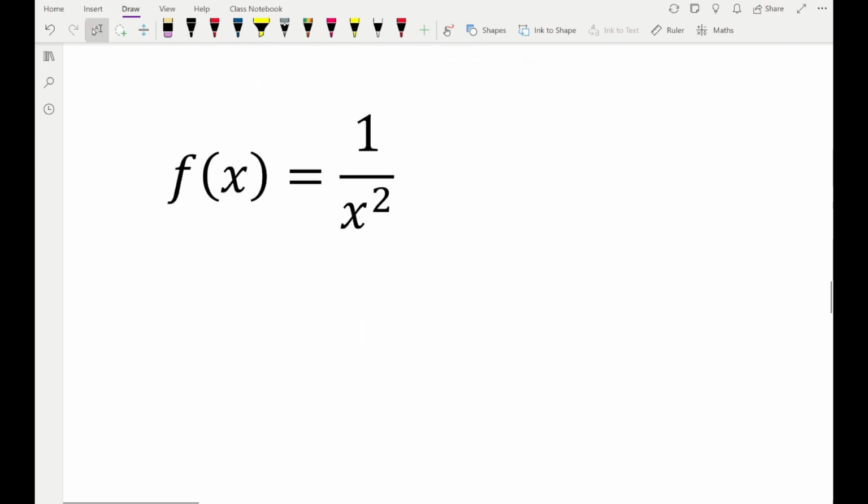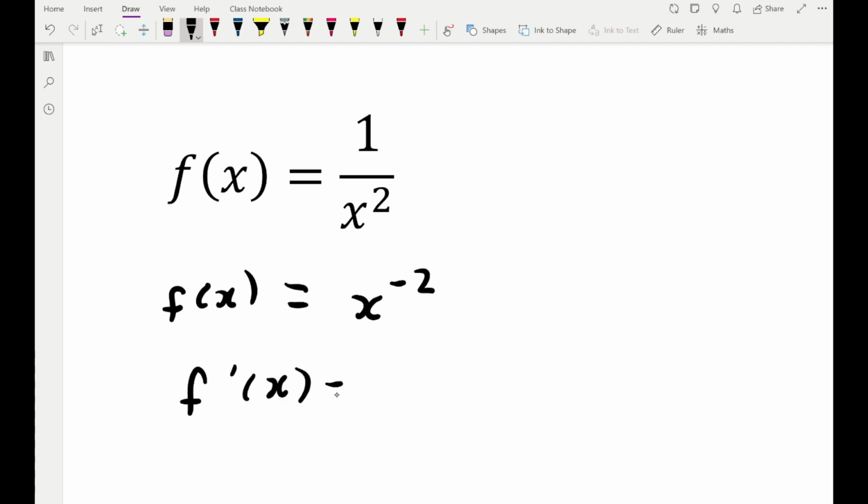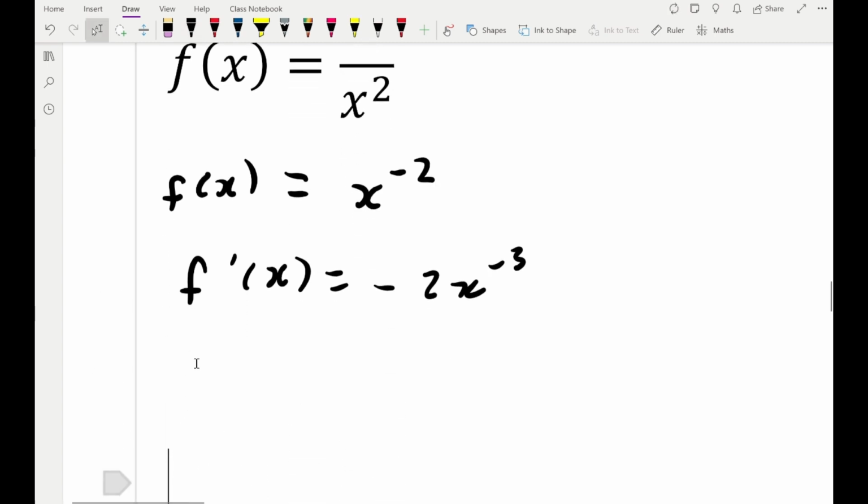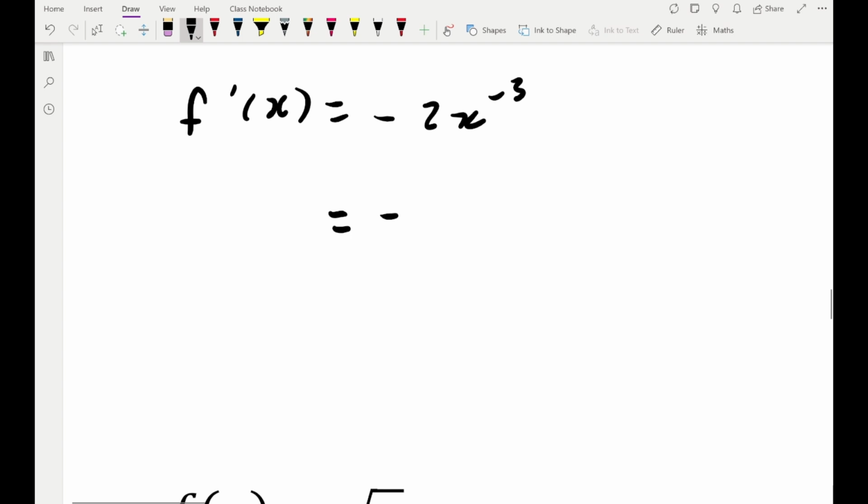All right, let's do this one. The original function is x to the minus 2. Now let's do the derivative. Minus 2x to the minus 3, because the minus 2 has come out the front and we've dropped the power by 1. And I can rewrite this as minus 2 over x cubed.